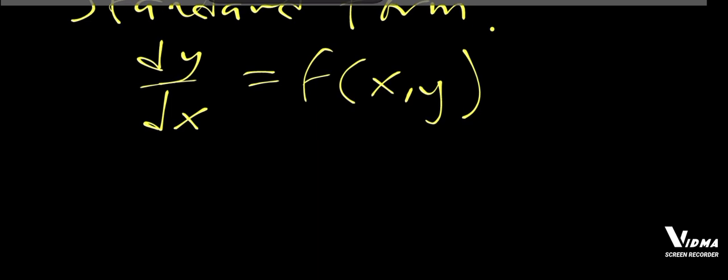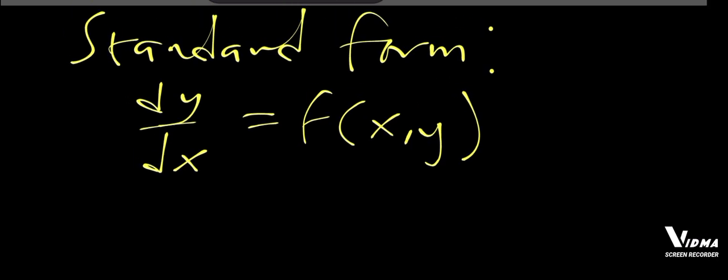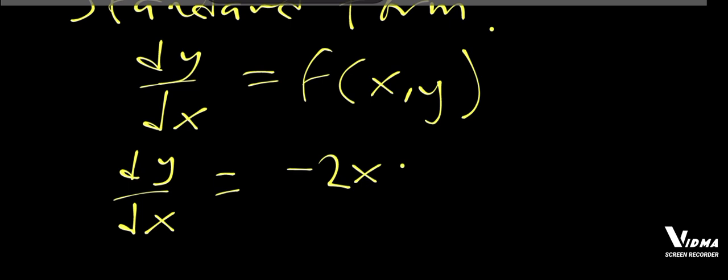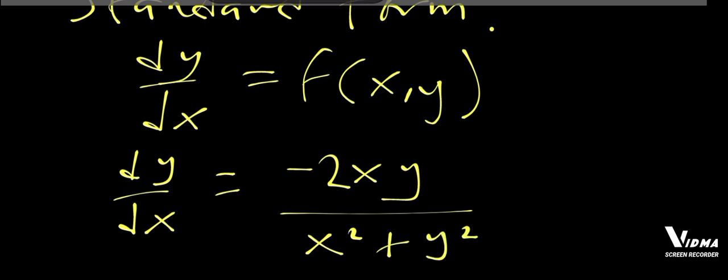So with the standard form, with respect to our previous example, if we are to write it in the standard form, it will be like this. Dy dx equal to negative 2xy over x squared plus y squared. So you can see I have this on one side and I have this on one side. That's what we call the standard form.